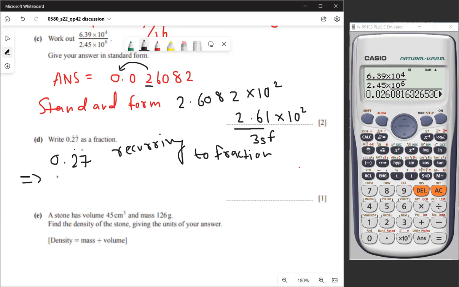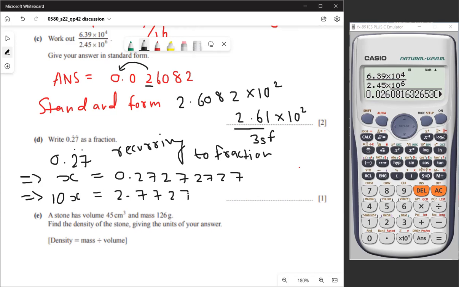Let's make this equal to x. x is equal to 0.272727, and it goes on. Then I'll multiply this by 10. Let's say I'll take 10x. What is 10 times this? It's going to be 2.7272727.